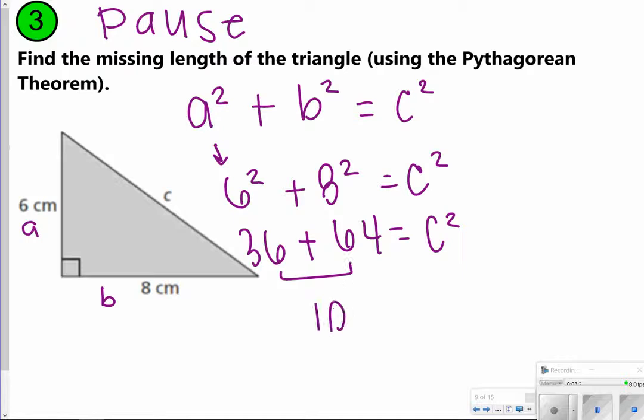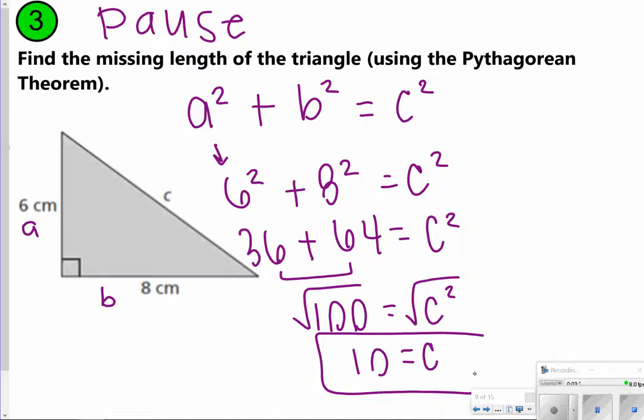36 plus 64 is 100, and 100 is equal to c squared. All I have to do now is just find the square root of each one. The square root of c squared is c, and the square root of 100 is 10. So my answer for number 3 is 10 centimeters.